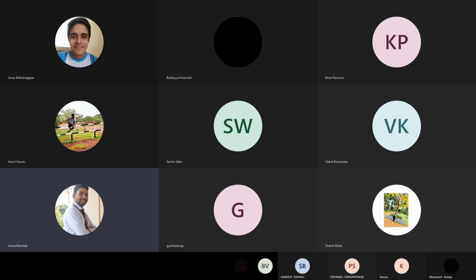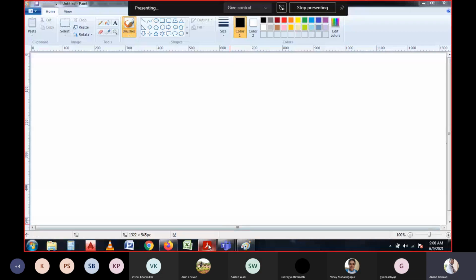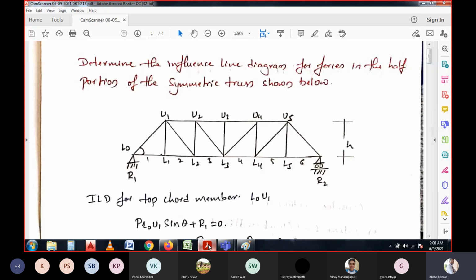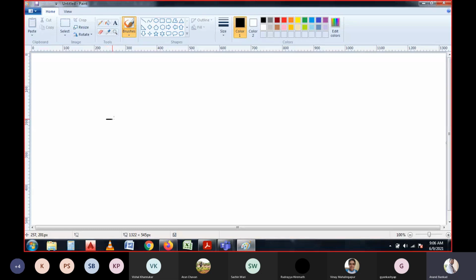So here the truss members are considered for the section. Okay, I think the screen is visible for you now. Okay, so here the trusses are considered and the types.